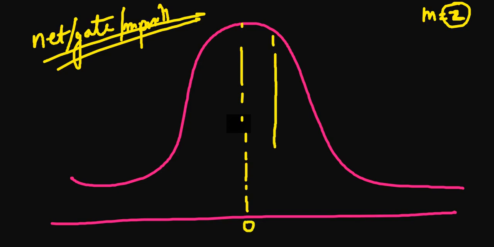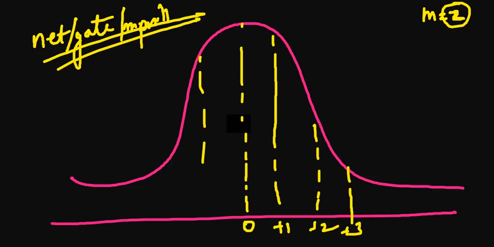Now where does 1 SD fall? What will be the 1 SD? It will be plus 1, plus 2 and plus 3. Okay, Z score mean 0, standard deviation of 1. And on the other side it will be minus 1, minus 2 and minus 3 likewise.